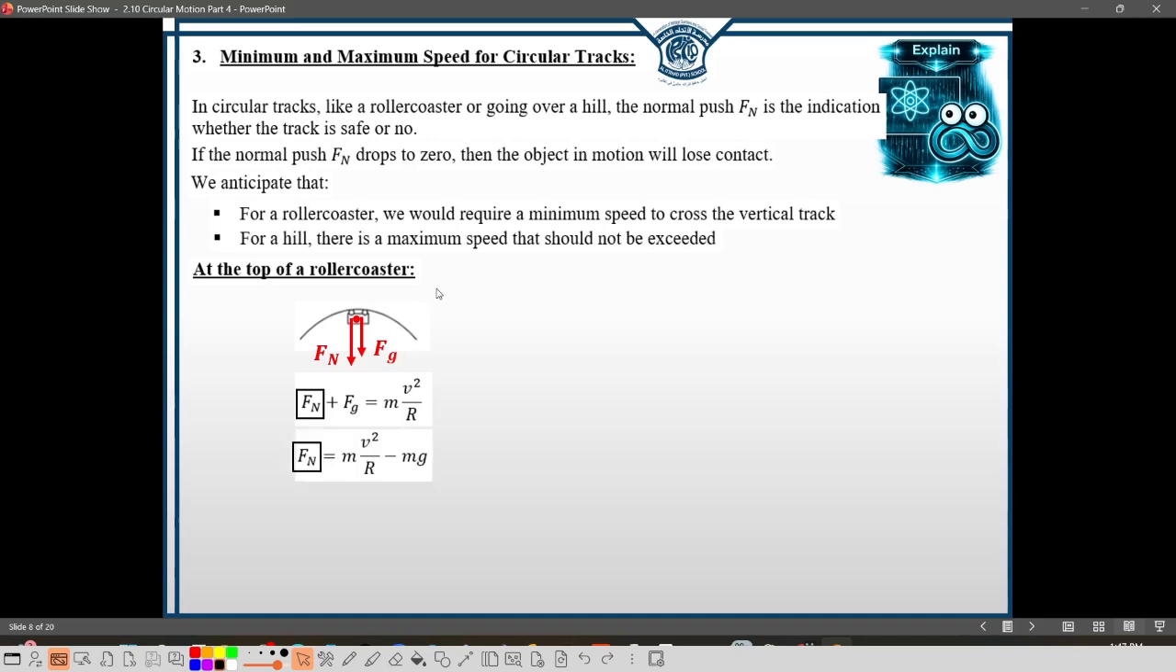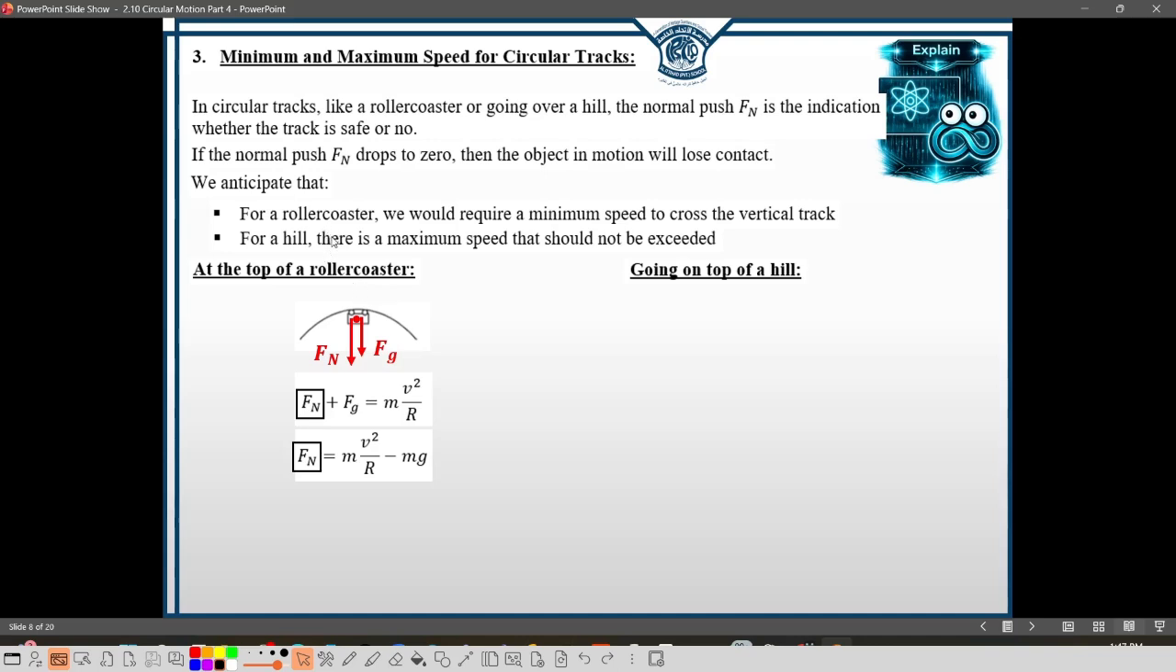Now let's isolate Fn, because here we are interested in finding the contact force, the normal push, one of the important contact forces generated by a surface. Fn is equal to mv squared over r minus mg. I just moved the Fg to the other hand side and then I unpacked the Fg into mg.